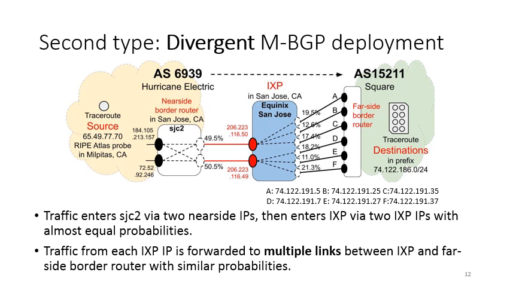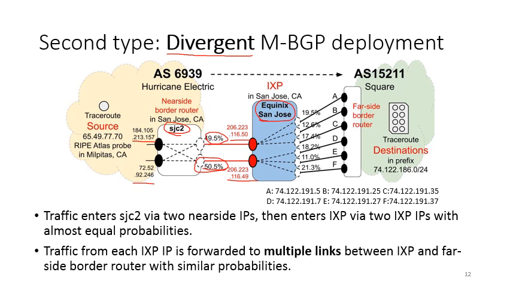The second type of MBGP deployment is called divergent type. This figure shows the topology map of an example in this type. We can see that the traffic again enters the near-side border router San Jose 2 via two near-side IPs, and then it enters the IXP of Equinix San Jose via two IXP IPs with almost equal probabilities.